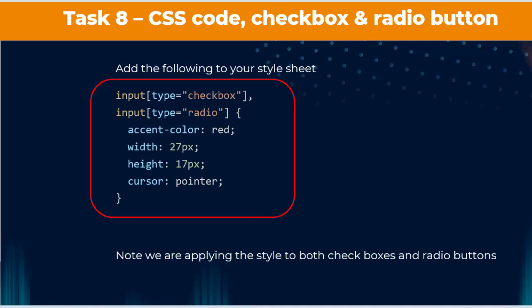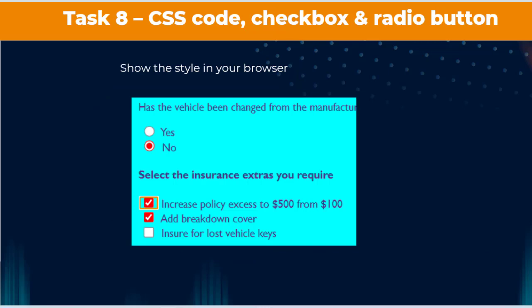So again, you'll notice that we've got our input feature shown with the type, a comma, because we're going to apply to both types. And then here we have an accent color rather than a color. We'll just modify it slightly. We'll have a width, we'll have a height, and again we'll have our pointer. So this is what we want to achieve.